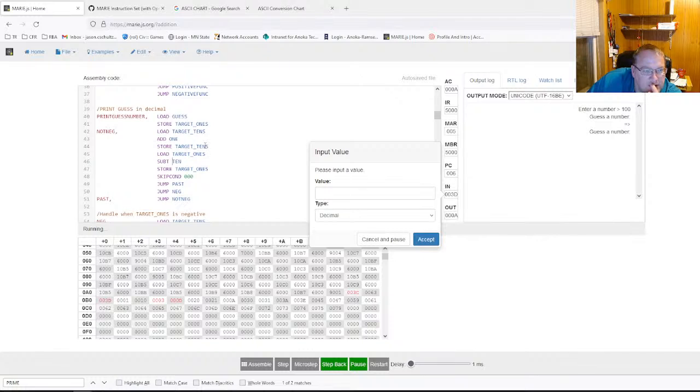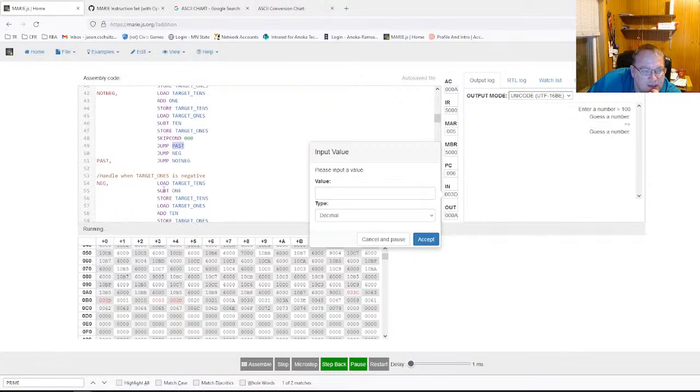Stores the tens place. Then we subtract 10 from the ones place. And then we store it again. Then we skip past if it's negative. So then we do the not negative here. If it is negative, oh, right, then we'll jump down to the negative here. And then the not neg here goes up and repeats.